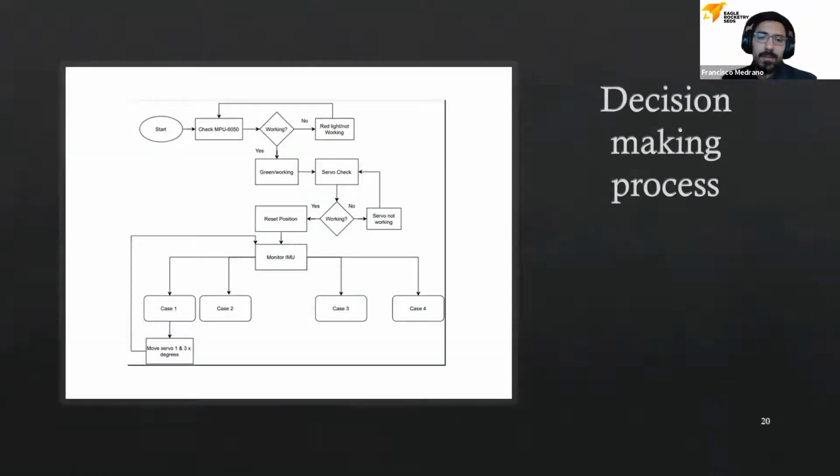We also started to do a decision-making process on what steps the system has to take in order to achieve its results. We have a start. We want to check the IMU sensor to see if it's working. From there, if it is working, then we want to check the servo motor, have a little movement test, reset the position, and then just monitor the IMU. Once we are monitoring the IMU, we decided to break it up into several cases. For example, positive yaw, positive pitch, positive yaw, negative pitch, negative yaw, negative pitch, and so forth.